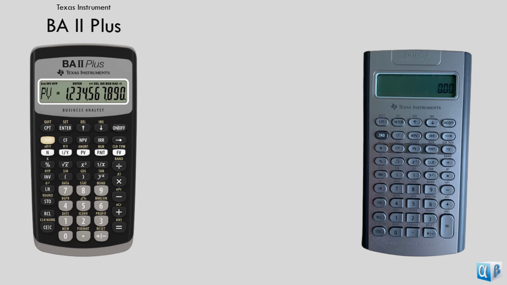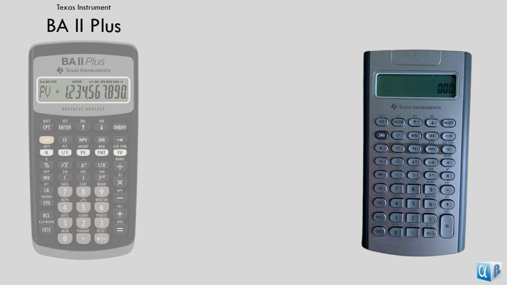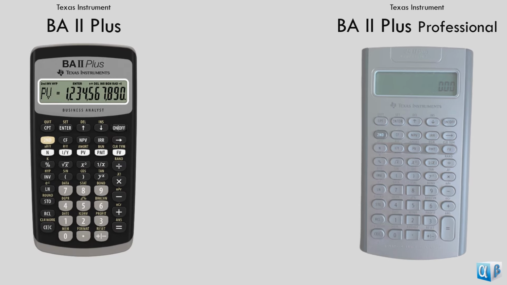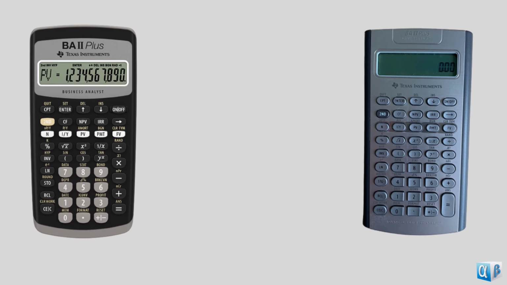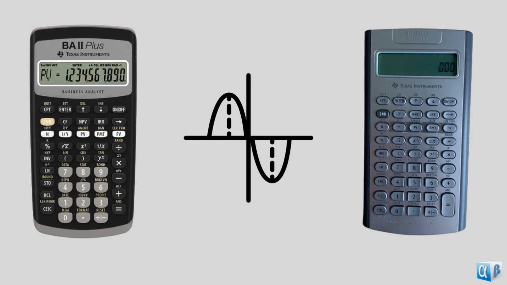In the Texas Instrument calculators, we have two options. One is the TI BA2 Plus, Texas Instrument BA2 Plus, and one is the Texas Instrument BA2 Plus Professional. The Professional calculator is expensive in Indian currency by approximately 1100 rupees or so. The non-professional version costs around 3400. The professional version costs somewhere close to 4500, 4700 or so. The prices might be fluctuating a little bit.